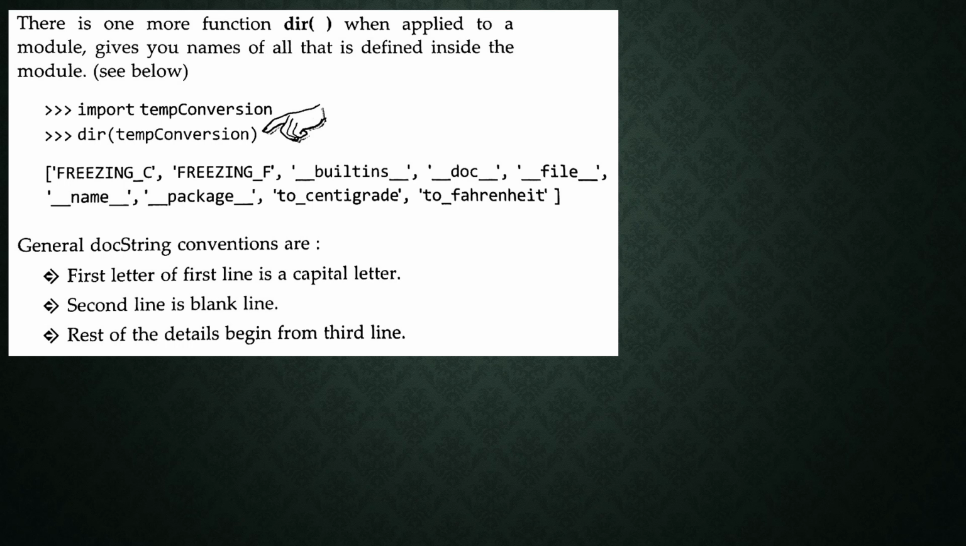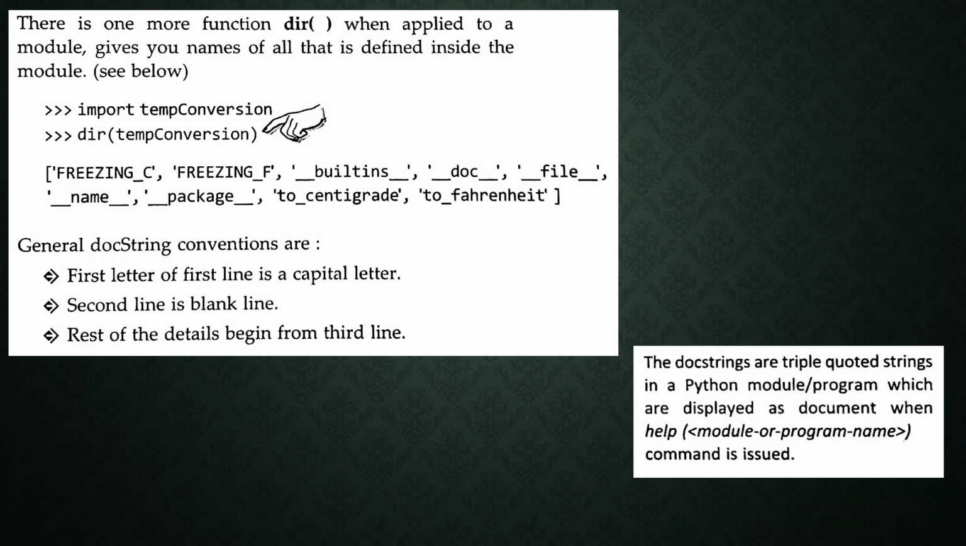Next one is importing modules in a Python program. See here, one more thing is missing. The doc strings are triple quoted strings in a Python module or program, which are displayed as a document when the help command is issued, or displayed as a caption when the help command is encountered. Okay, these are about doc strings enclosed within the triple quotes.